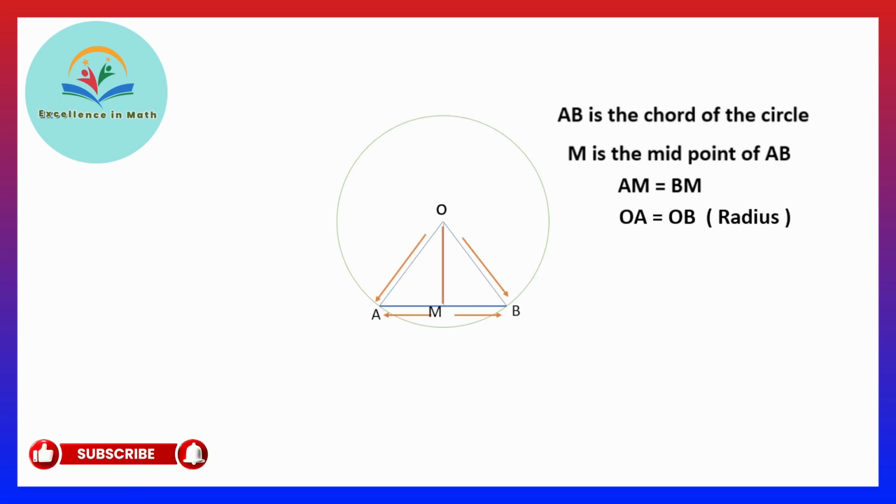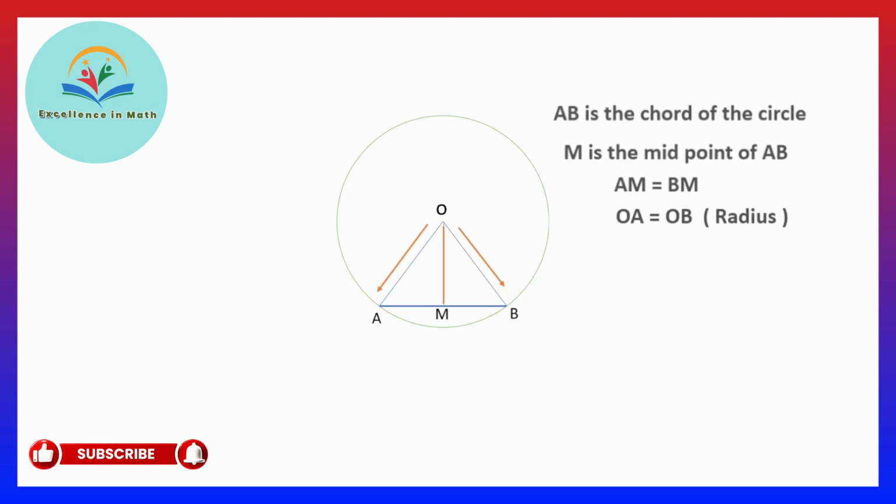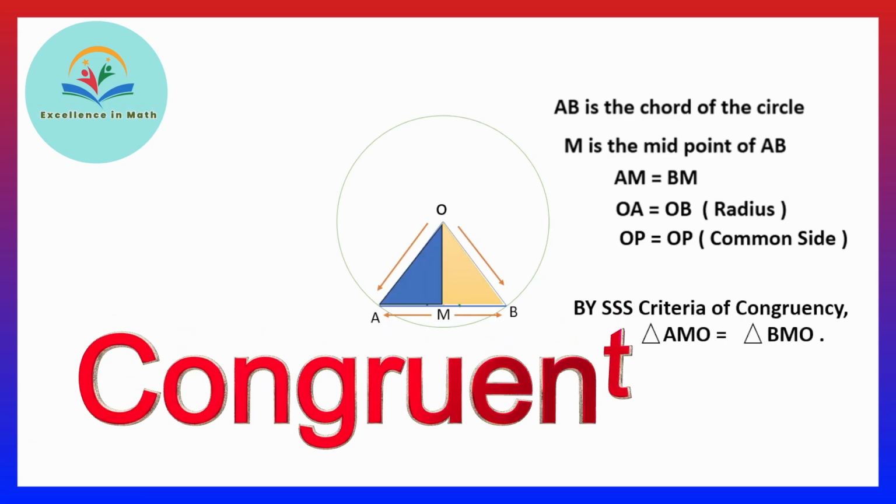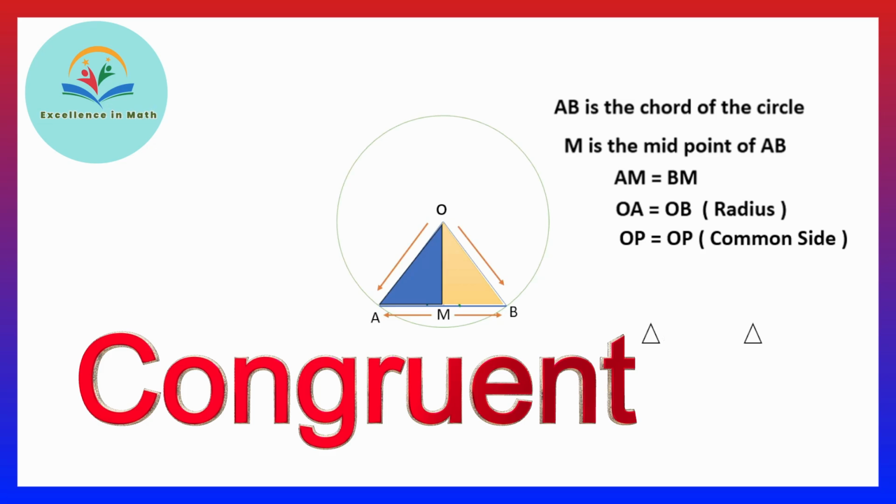Now let's try to understand the side OM. This is a common side for the triangles AMO and BMO. So if you observe the triangles AMO and BMO, they are congruent. Why? Radii are equal, one is the common side, and also AM is equal to BM as M is the midpoint. So by the SSS congruency criterion, we can say that triangle AMO is congruent to triangle BMO.